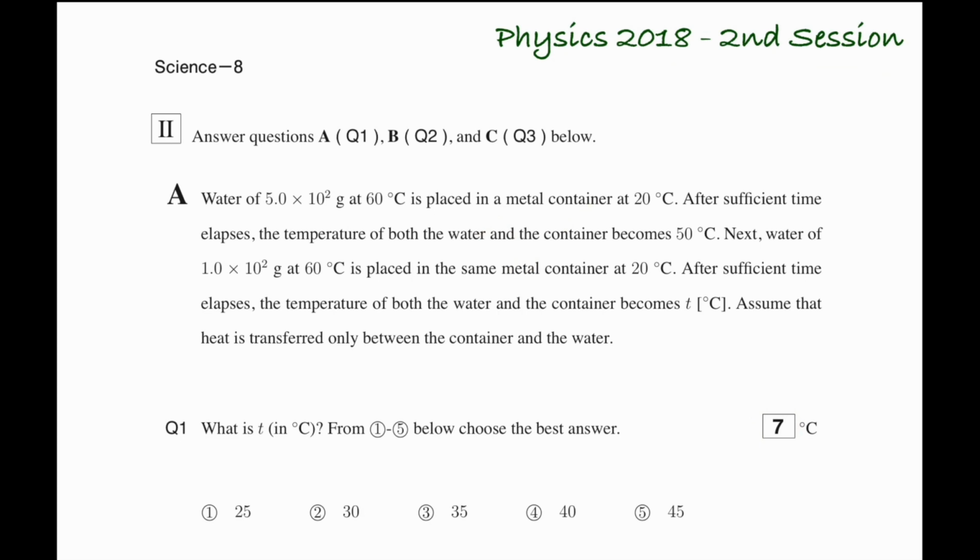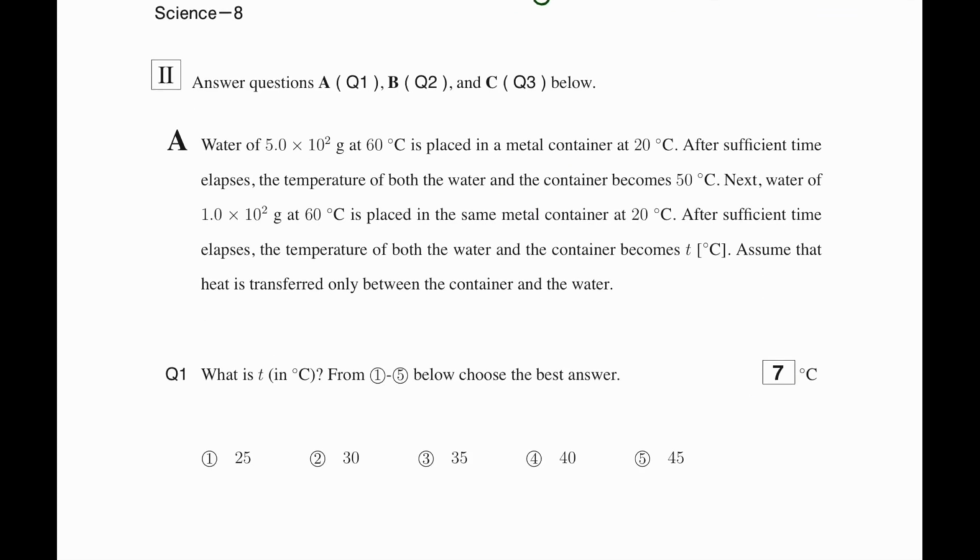Okay, let's start for question number 7. In this question, we have water of 5 times 10 to the power of 2 grams at 60 degrees Celsius is placed in a metal container at 20 degrees Celsius. So I have water and then I place it into the metal container. After sufficient time, the temperature of both water and the container becomes 50 Celsius.